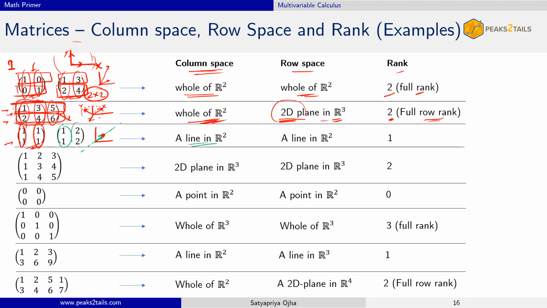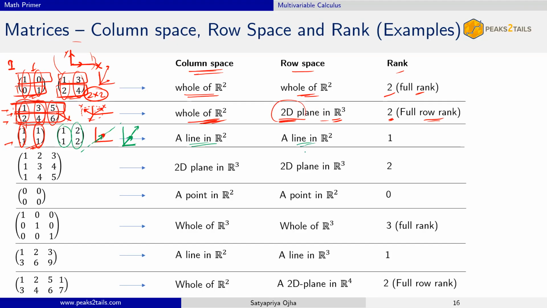Same case here also. One vector is the double of the other vector, right? So we have one vector 1, 1. The other one is this one 2, 2. Just redundant, right? So they are linearly dependent. Column space would be a line in R square.